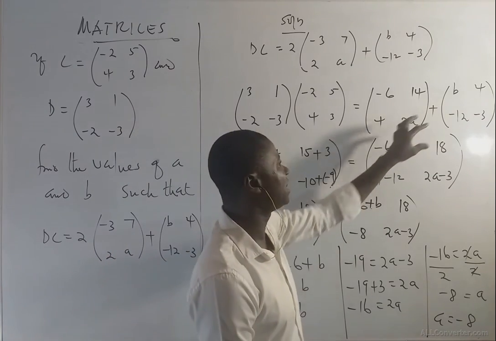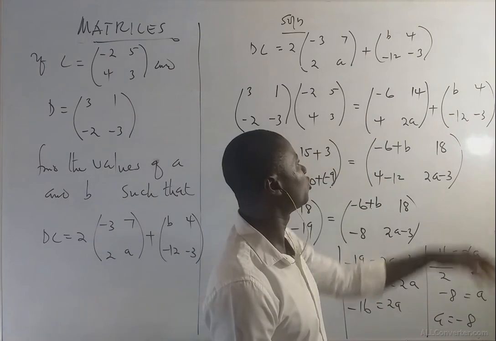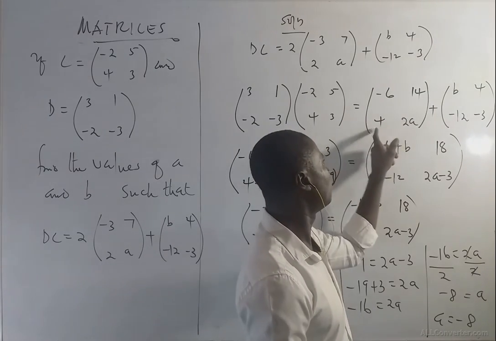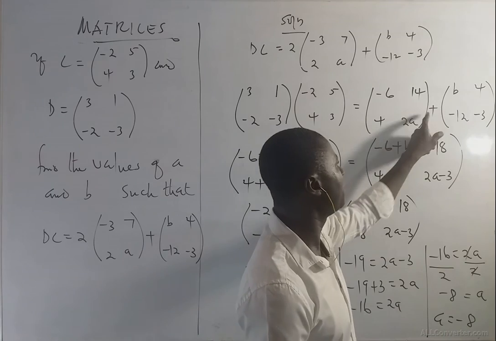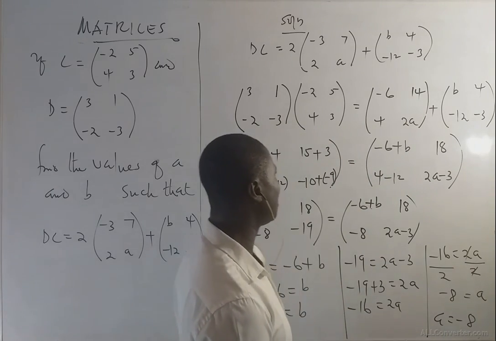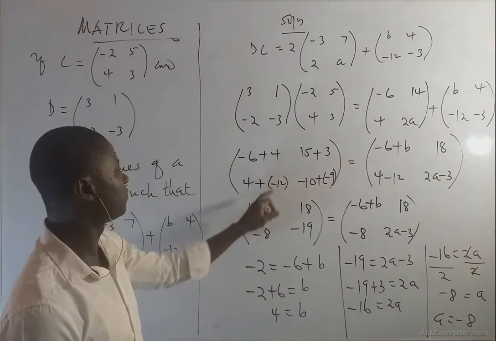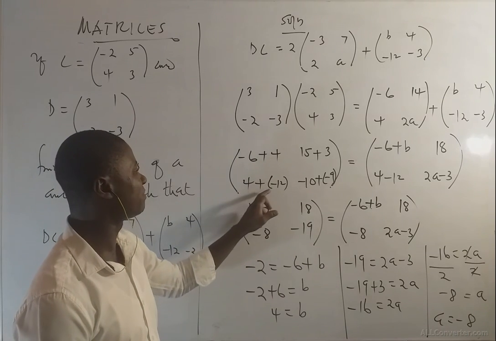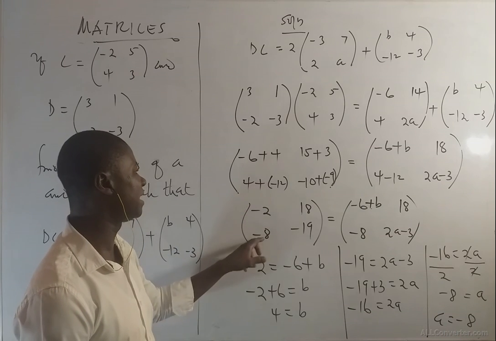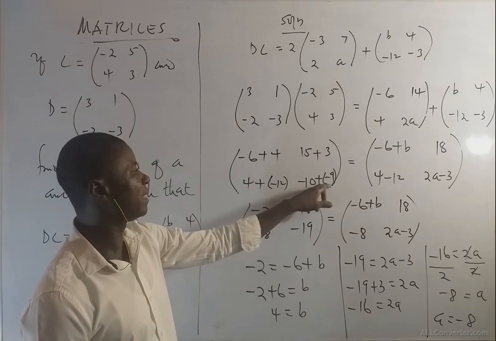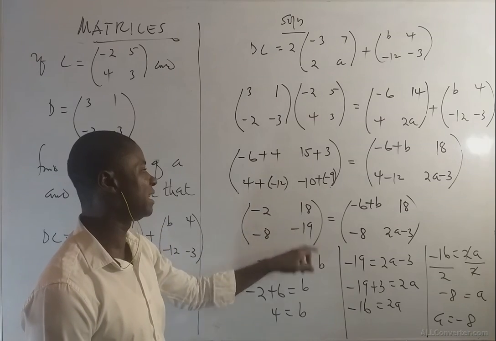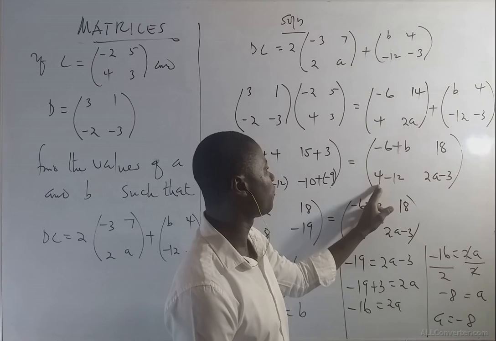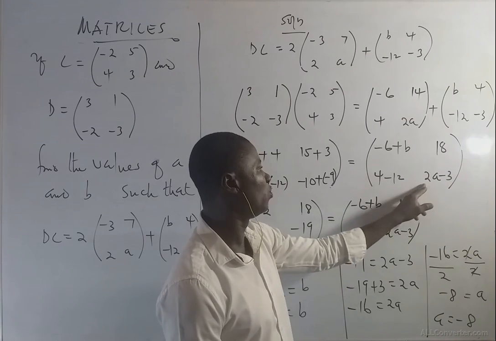And this is equal to, now this is addition of matrices. So we add the corresponding entries together. So minus 6 plus B, 14 plus 4, 4 plus minus 12, and 2A plus minus 3. And so this is what we have. Now minus 6 plus 4 is minus 2. 15 plus 3 is 18. 4 plus minus 12 is the same as 4 minus 12, and that is minus 8. And minus 10 plus minus 9 is the same as minus 10 minus 9, that is minus 19. So when we simplify the right, we have minus 6 plus B, 18, minus 8. Then we have 2A minus 3.